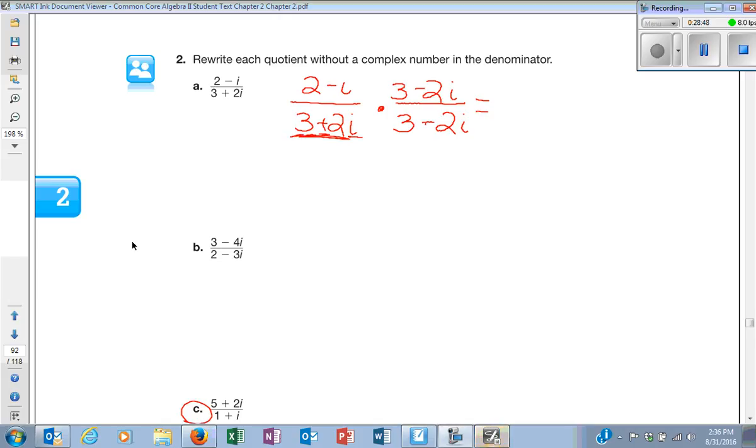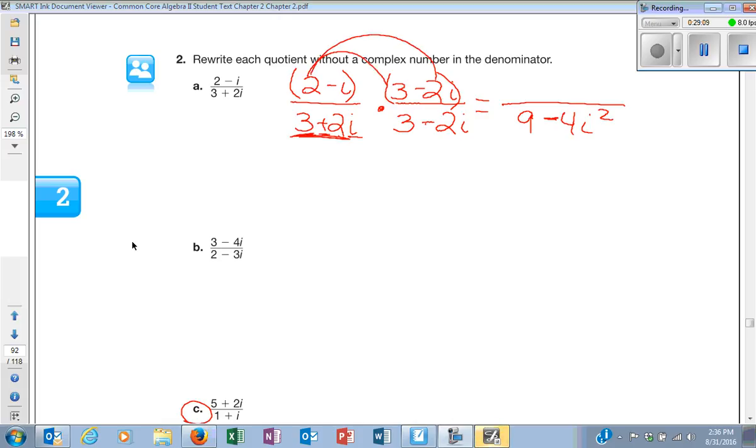Now on my bottom, I'm going to end up with this first number squared, so it's going to be 9 minus 2 times 2 is 4i squared over, and this is the part we have a hard time with. Put your parentheses in here. No one's going to tell you to do that. You've got to do that.